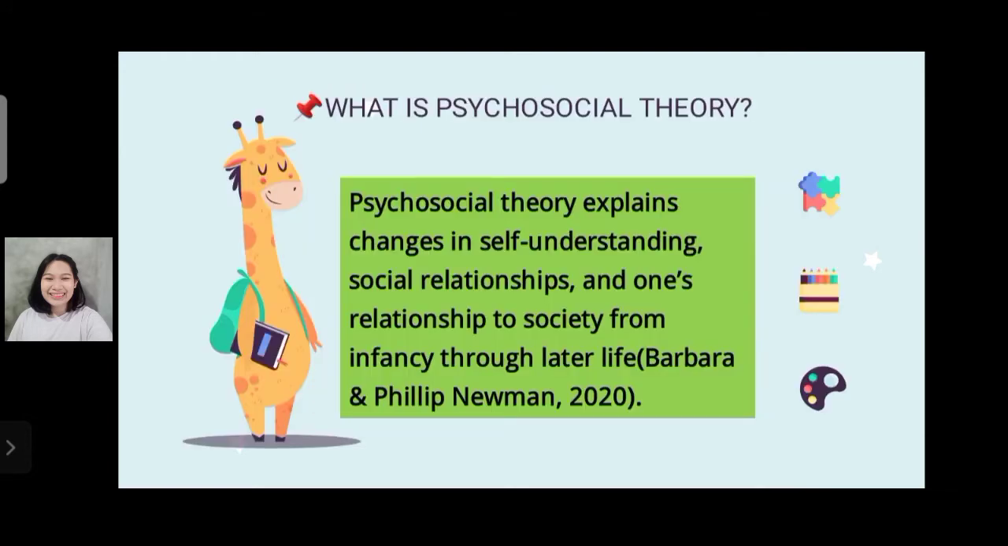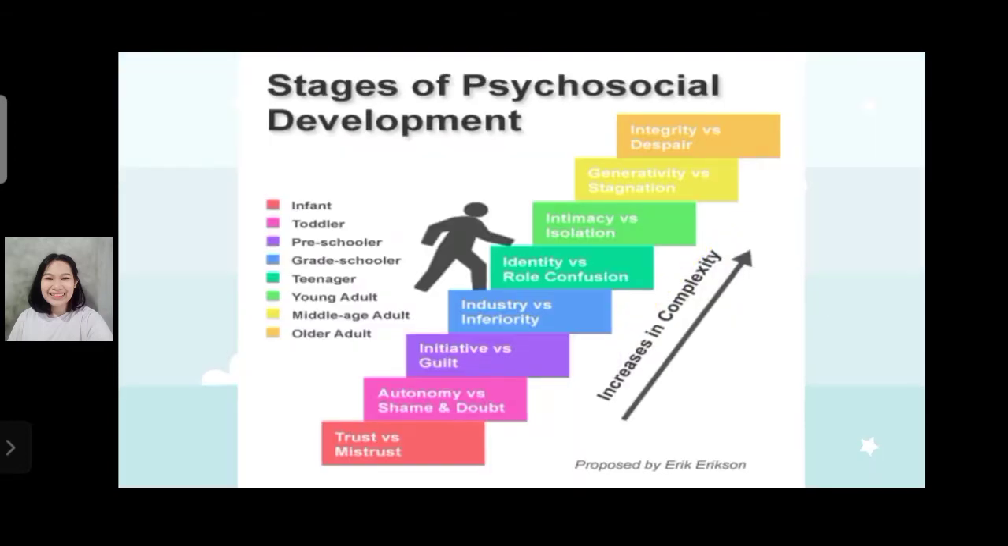So, what is psychosocial theory? Psychosocial theory explains the self-understanding, social relationships, and one's relationship to society from infancy through later life, according to Barbara and Philip Newman, 2020. Here are the eight stages of psychosocial development of Erikson. Let's discuss this one by one.